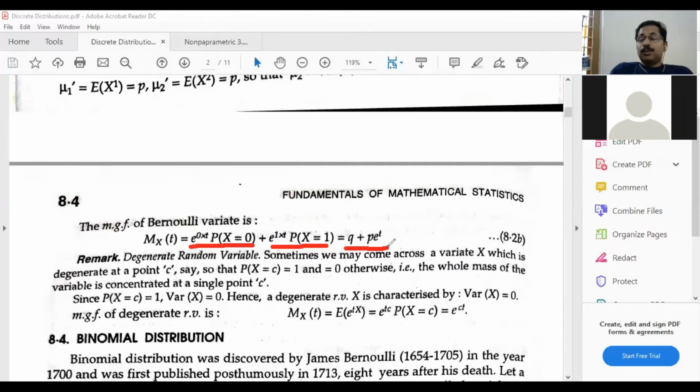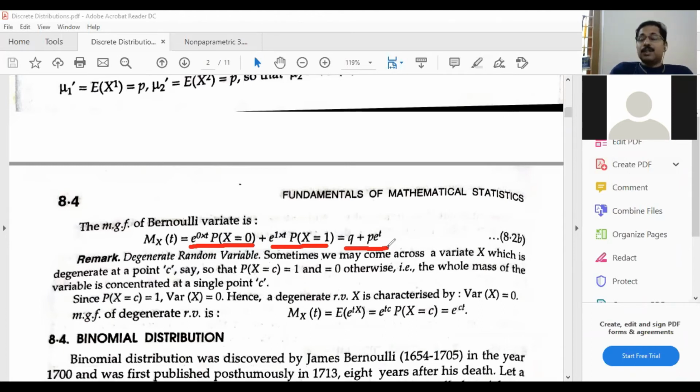The total probability is 1. Here the full probability is given to a particular point. For example, probability at X equal to 2 is equal to 1. That means the distribution is degenerate at the point X equal to 2. Full probability is given at that point. Okay, that probability is not splitting. Full probability is given to a particular point. Such types of distributions are called degenerate distributions.